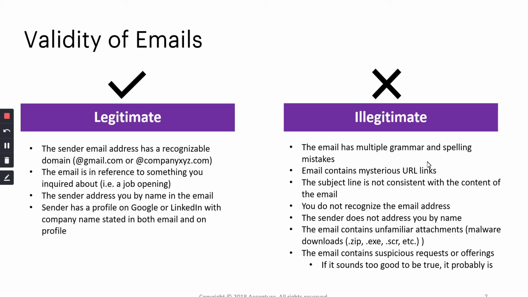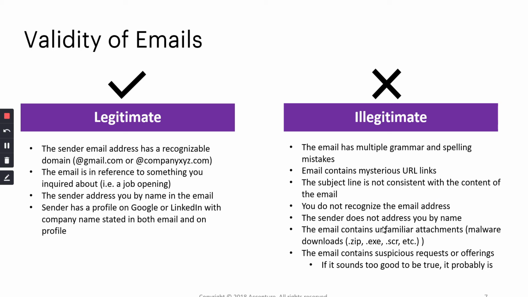If there are any strange or unfamiliar URL links, something to avoid, certainly do not click on those links. That may be a scam as well. If the subject line is not consistent with the content of the email, that can be a little fishy, or if the subject line isn't detailed at all, then that's definitely something to keep an eye out for. If you don't recognize the email address, so if it's not from a Gmail or a Yahoo or a company you recognize, then that may be from a scam address.